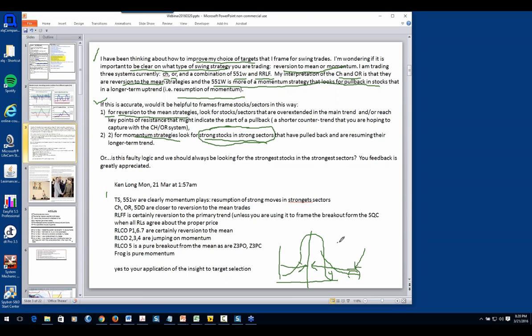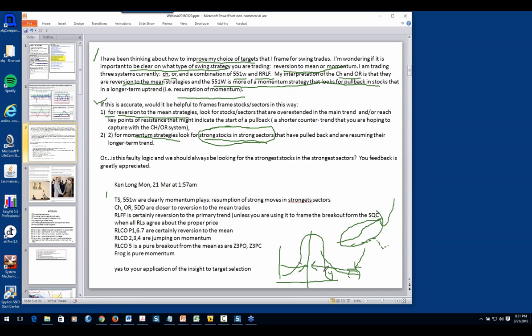Whereas the momentum strategies are looking for things that are stronger than the market, pull back less than the market, and then start to resume sooner than the market and are still showing signs of outperformance. So that's clearly momentum. You're betting on the strength of the momentum to continue.